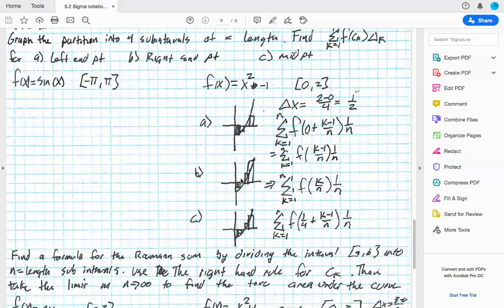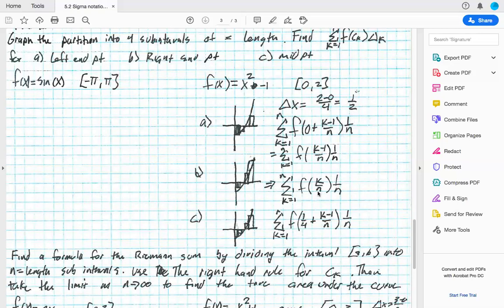Now, if we want to do a right endpoint, we don't want this minus 1 here, because we don't want to start at 0. We want to start one piece over. Well, if we're doing this into n subintervals, we're just going to have this 1/2 right there.